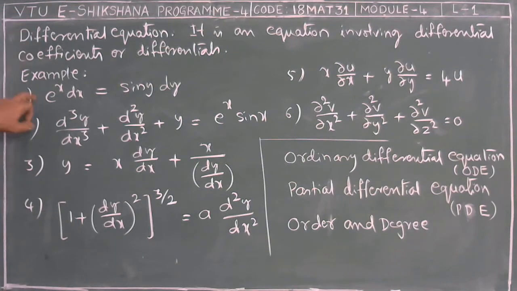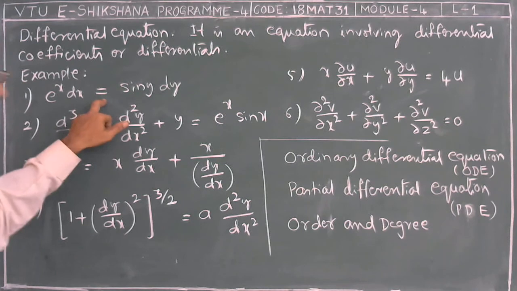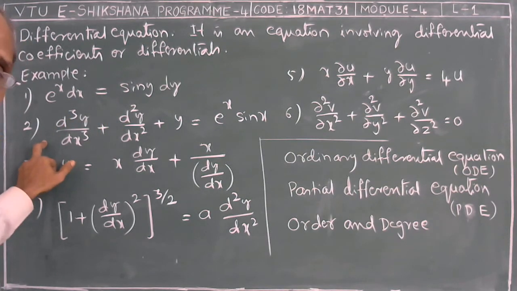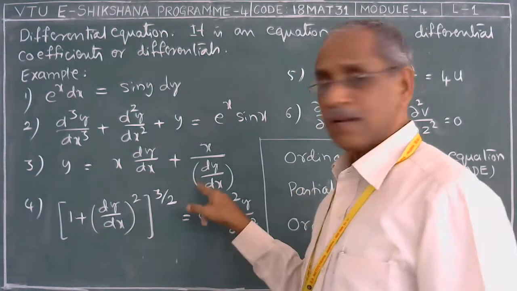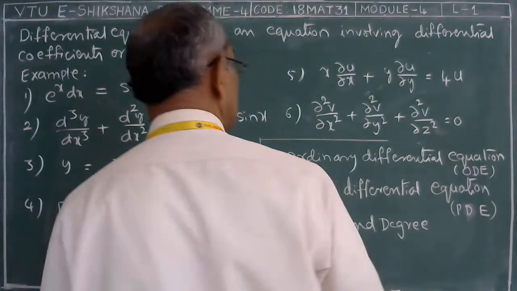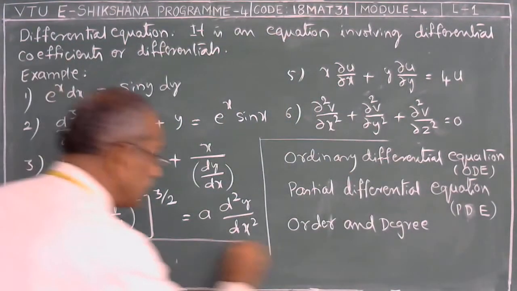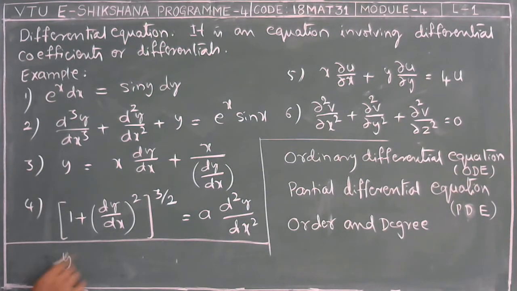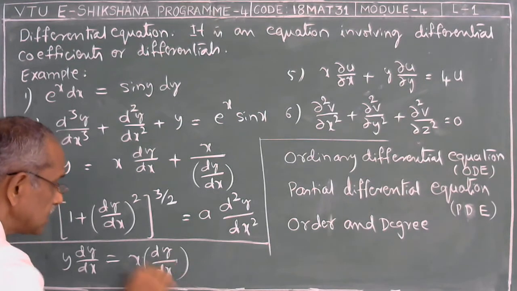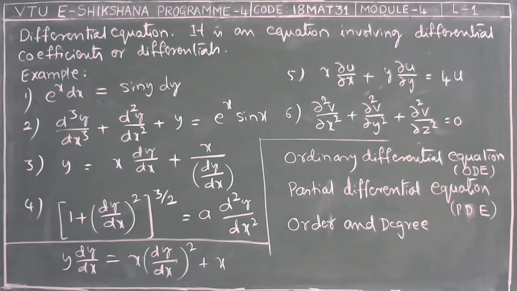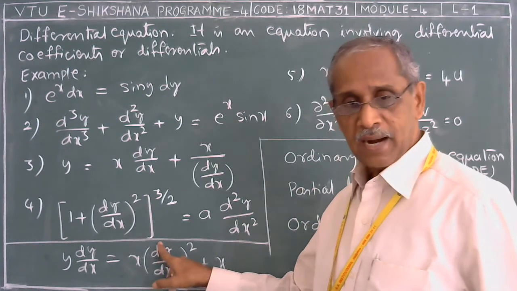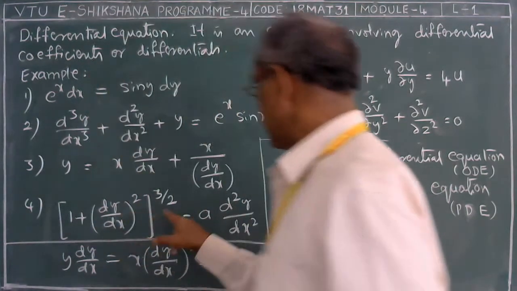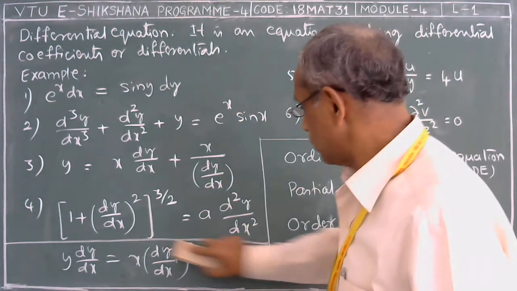For example, 1 is an ordinary differential equation of order 1 and degree 1. Example 2 is an ordinary differential equation of order 3 and degree 1. Example 3 contains a fraction, but that has to be removed. So multiplying throughout by dy by dx, you get y into dy by dx is equal to x into dy by dx the whole square plus x. Now this is free from fraction, and this is an example of ordinary differential equation of order 1 and degree 2. Similarly, example 4 contains a square root radical, so that has to be removed to get its degree.